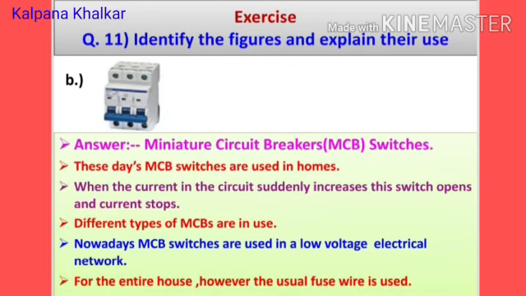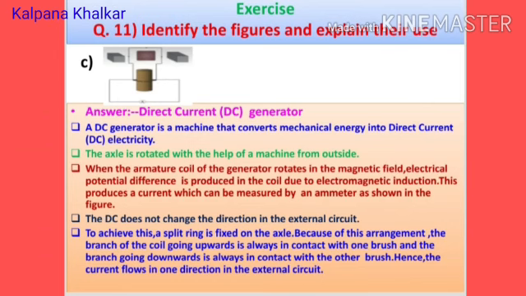Observe the given figure B. Answer. Miniature circuit breakers, in short MCB switches. These days, MCB switches are used in homes. When the current in the circuit suddenly increases, this switch opens and current stops. Different types of MCBs are in use. Nowadays, MCB switches are used in a low voltage electrical network. For the entire house, however, the usual fuse wire is used. Identify the figure C. Answer.